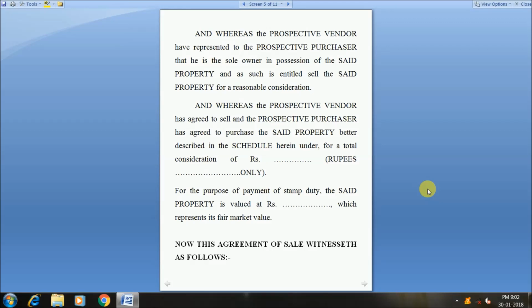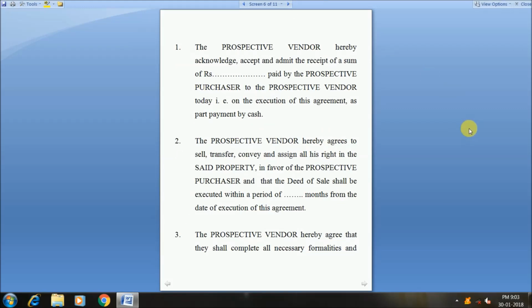Now also you have to state this clause right here, that is, now this agreement of sale witnesseth as follows. Once this statement is made, whatever proceeds afterwards are the covenants that I was referring to previously. Now all this while we've been dealing with the recitals of the agreement for sale, and now we are going to deal with the covenants, that is, specific conditions in the agreement for sale, whatever has been agreed upon between the prospective vendor as well as the prospective purchaser.